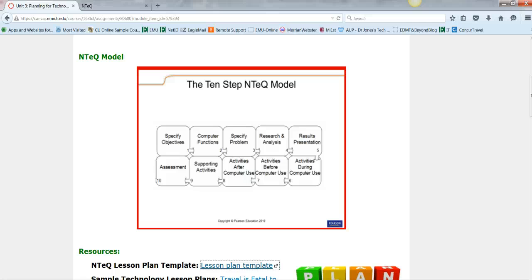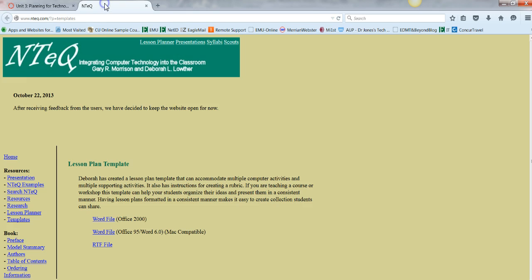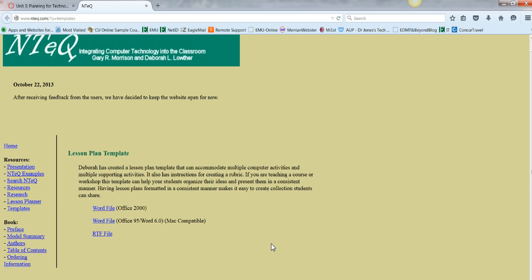One of the nice things that Morrison and Lothar did is they have a website that has templates that you can use, and there is a link here in the course shell that you can click to get to it. The template URL is u3nteq.com/ has a question mark P equal templates, and you can come here and download whichever file type is appropriate for you. They have one for Word for PC, Word for Mac, and then an RTF file which can accommodate any platform.